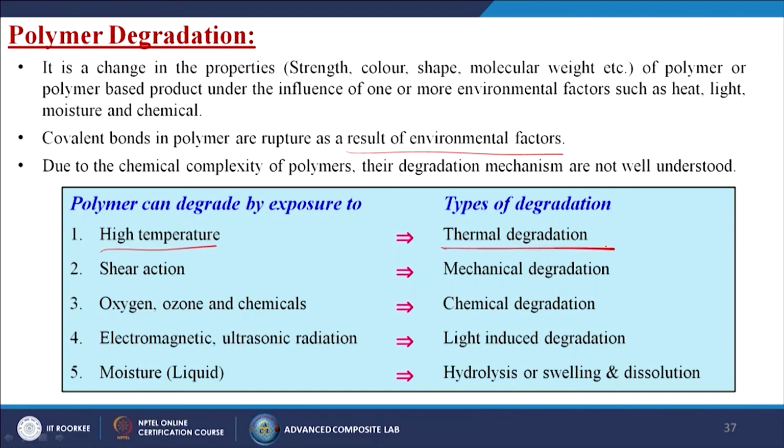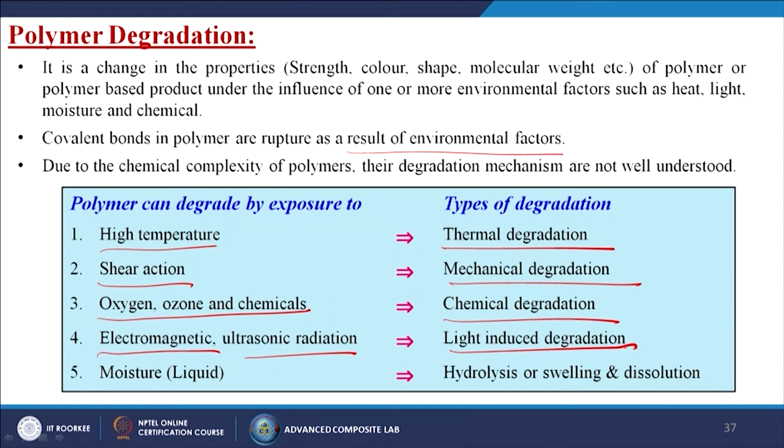A polymer can degrade by exposure to, for example, high temperature. What will happen? Thermal degradation will take place. If it is under shear action, mechanical degradation will take place. If it is exposed to oxygen, ozone and chemicals, chemical degradation will take place. Under electromagnetic or ultrasonic radiation, light-induced degradation will take place, and if it is open to moisture or liquid, hydrolysis, swelling or dissolution will take place.